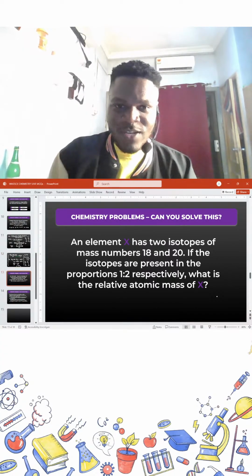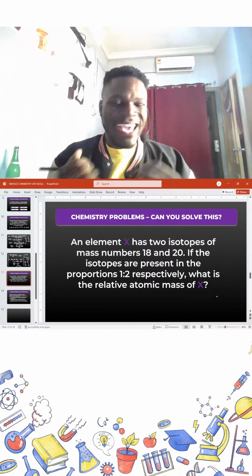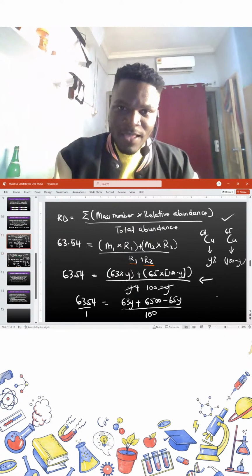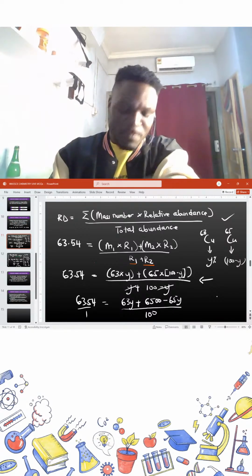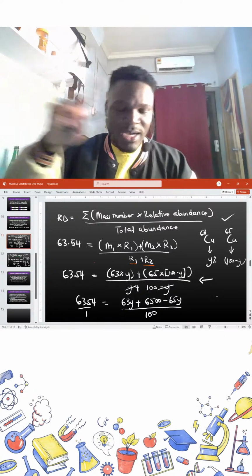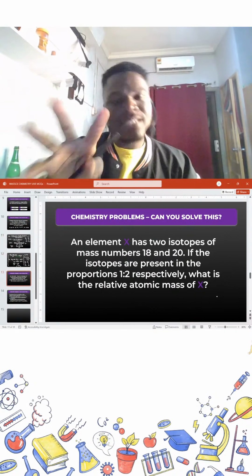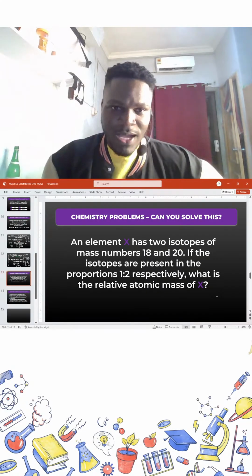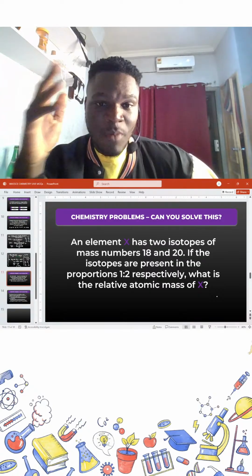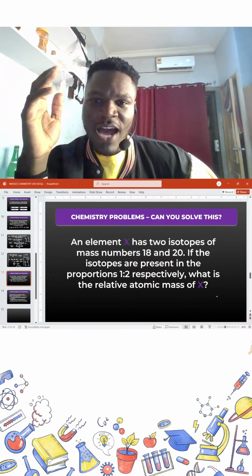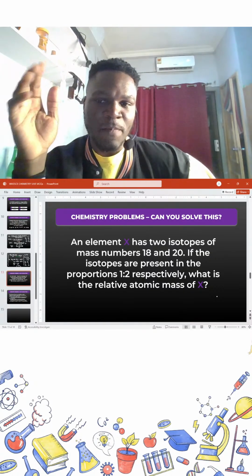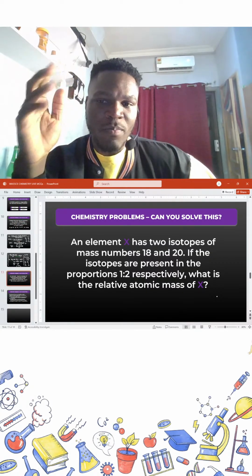Okay, very good. So Juliet, I have another problem over here. It is the same concept, right? So the formula is over here. Relative atomic mass is equal to mass number multiplied by relative abundance all over total abundance. And then this is the next question that we have. We have here an element X has two isotopes of mass numbers 18 and 20. If the isotopes are present in the proportions 1:2 respectively, what is the relative atomic mass of X?